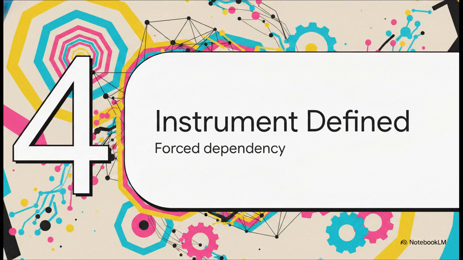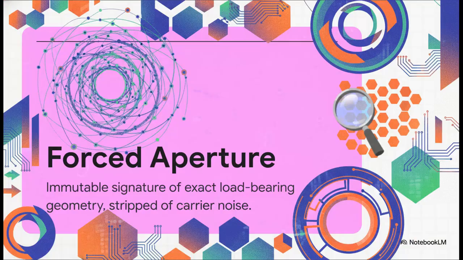Part 4. The computational instrument defined. So, if algorithms actually have a physical, unbreakable geometry, how do we define the software itself? Well, we define it by its forced dependency aperture. This is the exact, immutable signature representing the load-bearing topology of an algorithm. It's completely stripped of the dialect noise, the compiler's register allocations, and the chronological execution sequence. Think of this aperture as the true, invariant identity of the software. It's the part of the machine that simply cannot be altered without totally destroying the machine itself.